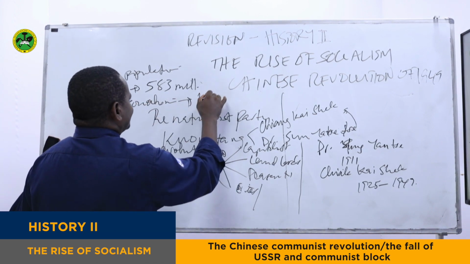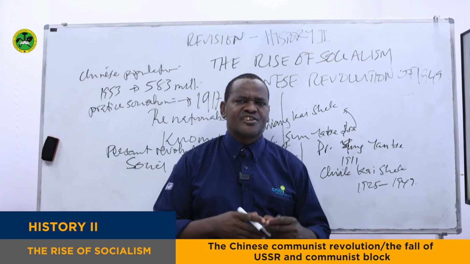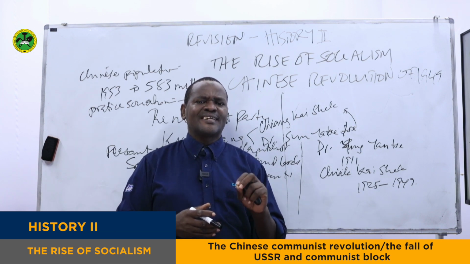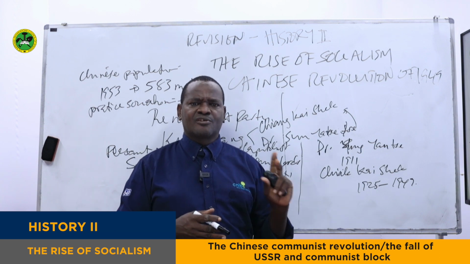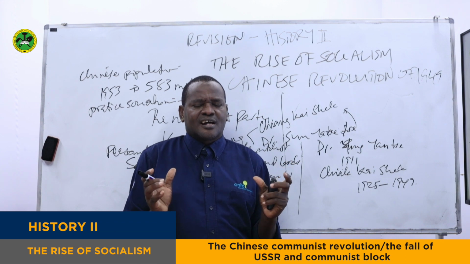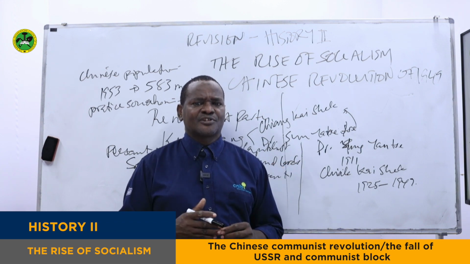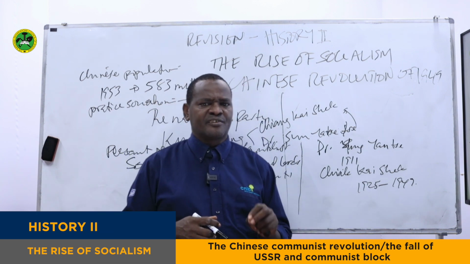Remember, before 1917, socialism was only in books, only in documents, only in writing. But Vladimir Ilyich Lenin, Leon Trotsky, Bukharin, and Joseph Stalin, the four leaders together, implemented socialism by putting into practice the writings of Dr. Karl Marx and Friedrich Engels.